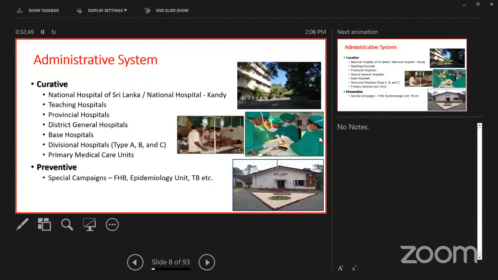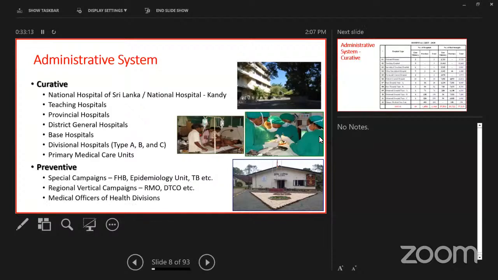Then there is a preventive system. In the preventive system, at the central level, there are specialized campaigns like the Family Health Bureau, Epidemiology Unit, then the TB control program, leprosy control program, and malaria control program. So there are specialized campaigns at the central level. Then there are vertical programs at the regional or district level corresponding to the specialized campaigns. For example, Family Health Bureau activities are represented by the Medical Officer of Maternal and Child Health.